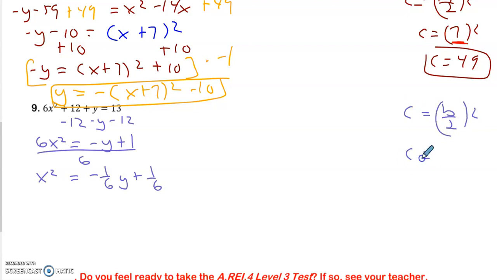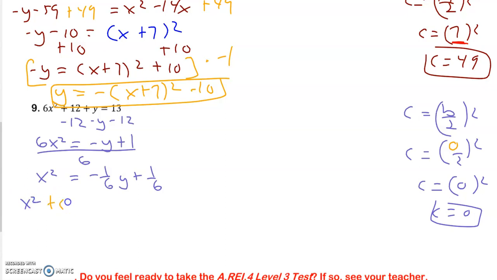So c equals (b over 2) squared. I don't have a b, so what would b be? How about a 0? So you're going to put a 0 in, and you're going to get c equals 0 squared, or c equals 0. So my magic number is 0. So how do we do this? We do x squared, and we're going to put in plus 0. And then it's going to be equals negative 1 over 6 y plus 1 over 6 plus 0.